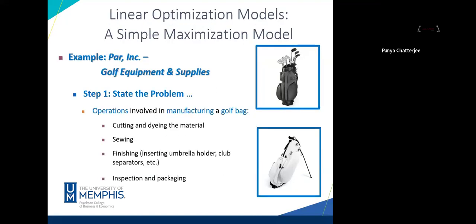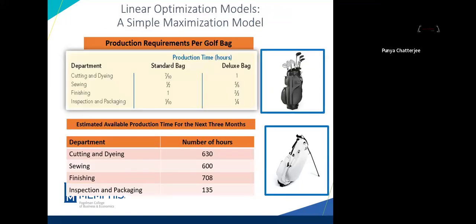Now, to make a bag, they have to go through a few operations: cutting and dyeing, sewing, finishing, and inspection. Of course, they don't have an unlimited amount of time in each of the departments, so they have a limited amount of time. For example, the cutting and dyeing department has 630 hours, the sewing department has 600 hours, the finishing department has 708 hours, and inspection and packaging has 135 hours. These are the total available hours in each.